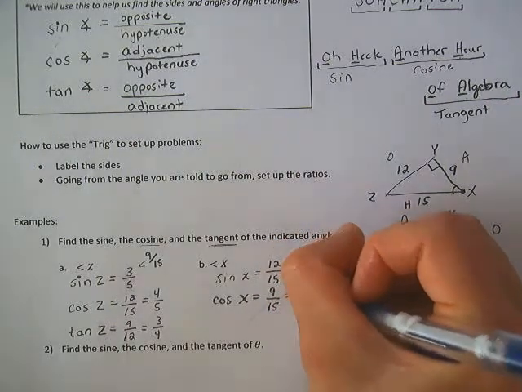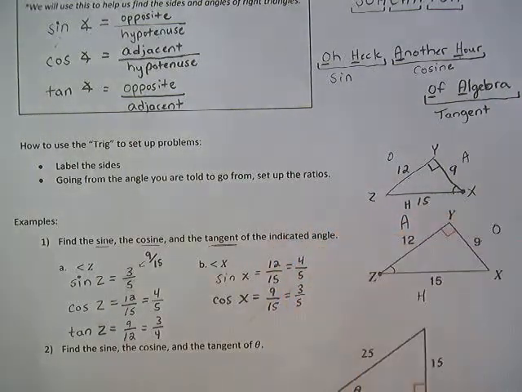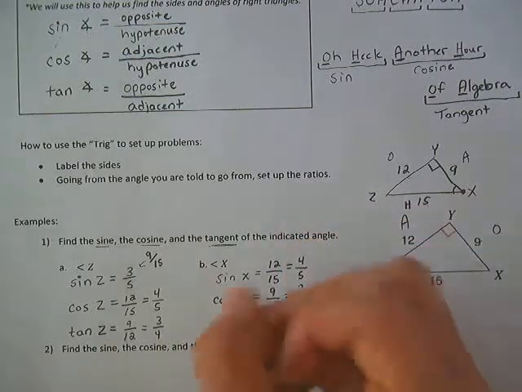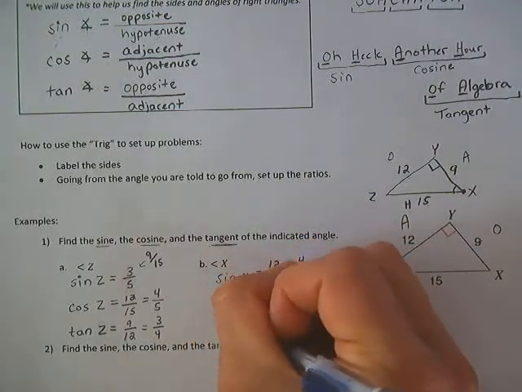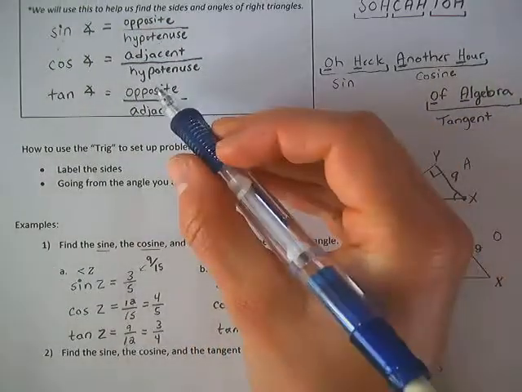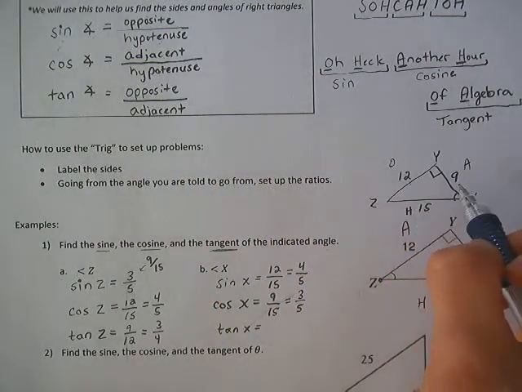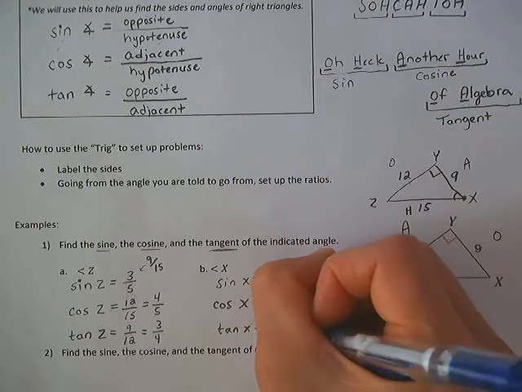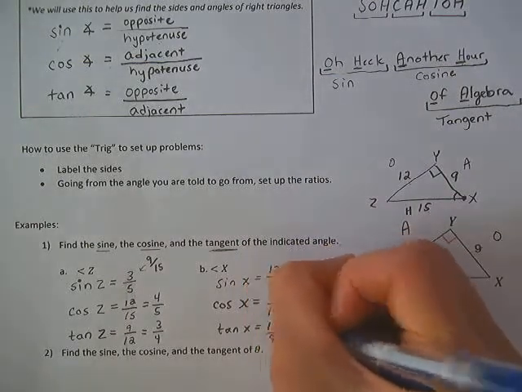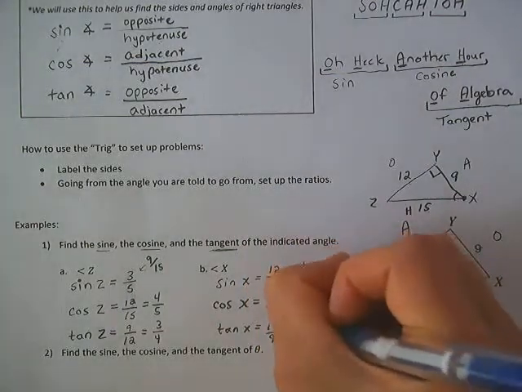3 goes into both of them, so it'd be 3/5 after we reduce it. And then the tangent is opposite over adjacent. So the opposite side is 12 over the adjacent side is 9. So it'd be 12 over 9, which reduces to 4 over 3.